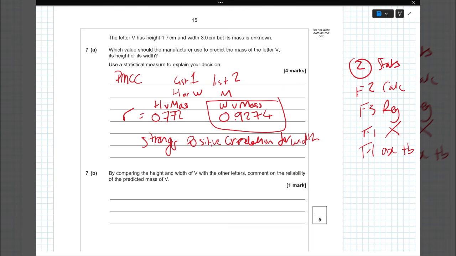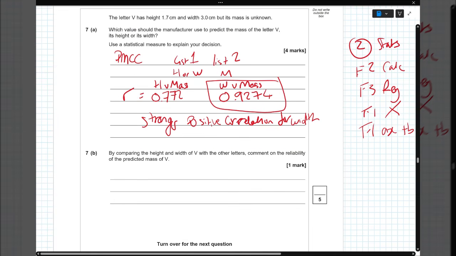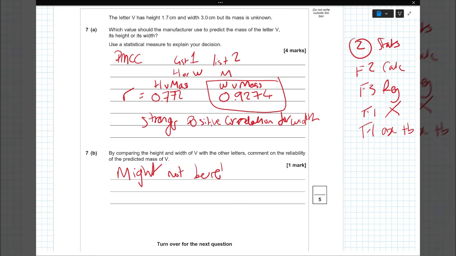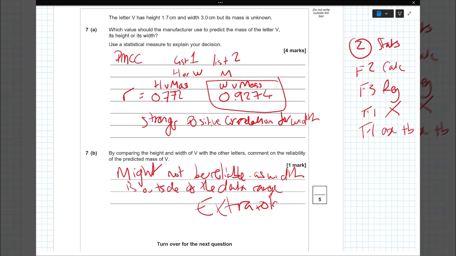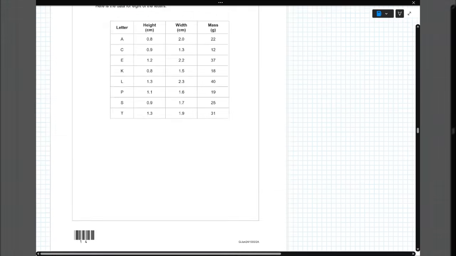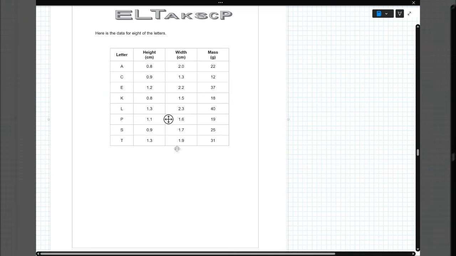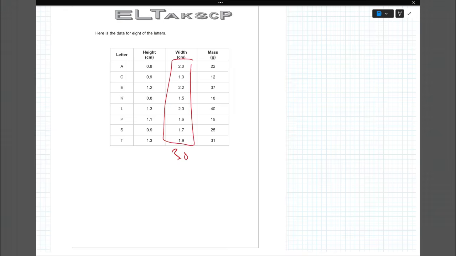Brilliant. Right, part B, by comparing the height and the width of V with the other letters, comment on the reliability of the predicted mass of V. So it might not be reliable as the width is outside of the data range, which means we're using extrapolation, which I always remember being from like Ghostbusters. But yeah, extrapolation. So the width of V is 3.0, which makes it bigger than all of those width values. And therefore, we are not using anything within our data set there. So we're outside of it, and it's extrapolation.